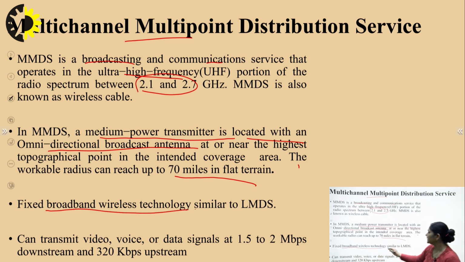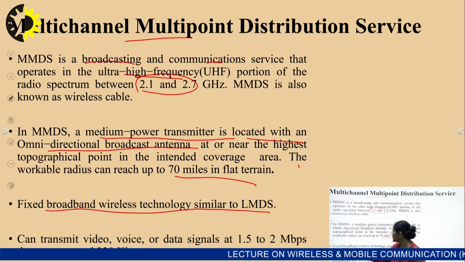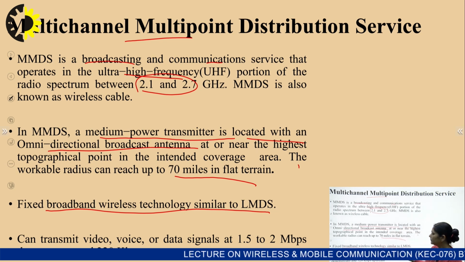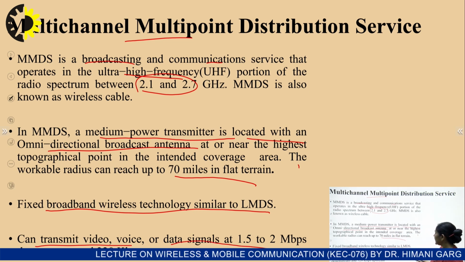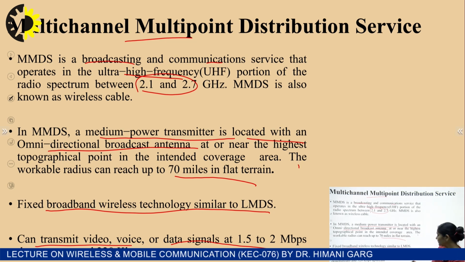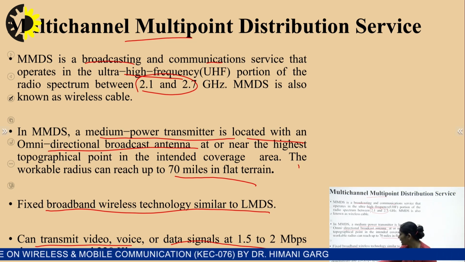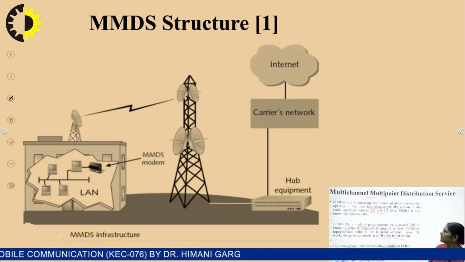Fixed broadcast wireless technology is similar to LMDS. In the first slides also, we had discussed fixed wireless WLL, then narrowband WLL, then broadband WLL. It can transmit video, voice or data signals at 1.5 to 2.5 Mbps, 2 Mbps downstream and 320 kbps upstream. So this is the data rate.